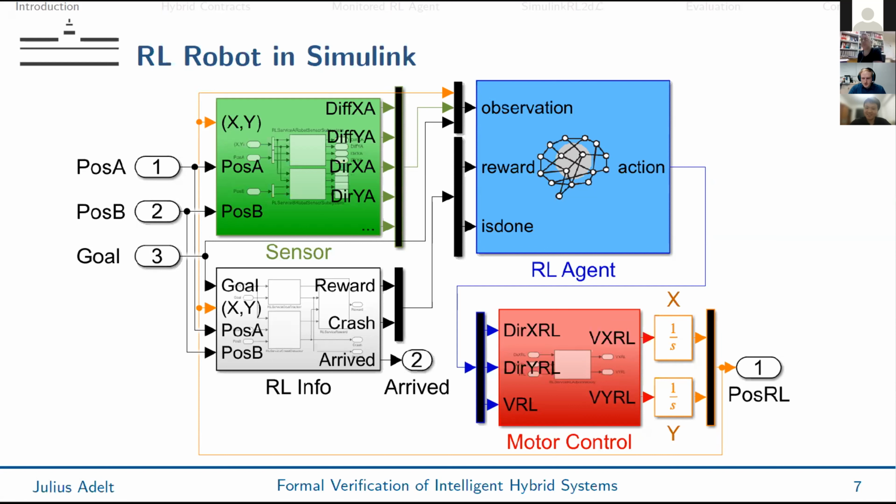And this learning process is, of course, naturally unsafe, because to learn from bad behavior, the reinforcement learning robot would first have to encounter some other opponent and crash with them. And this is, of course, something we would like to avoid. To verify such models, we have to define some of the behavior of the reinforcement learning agent. And we do this by capturing it with a hybrid contract.